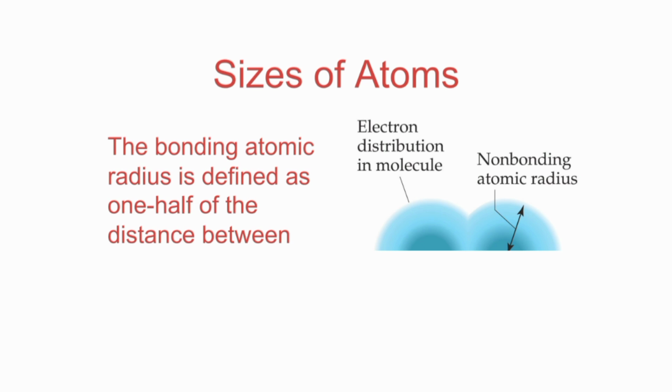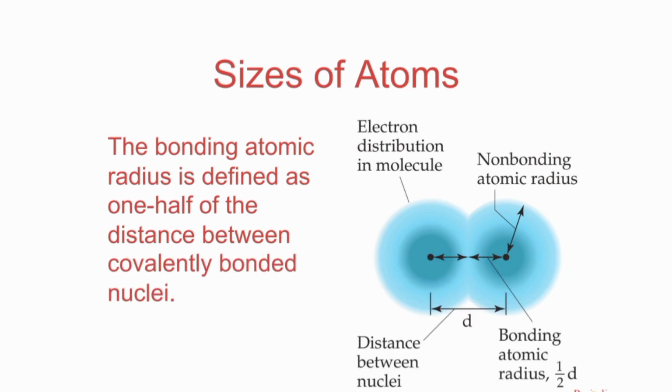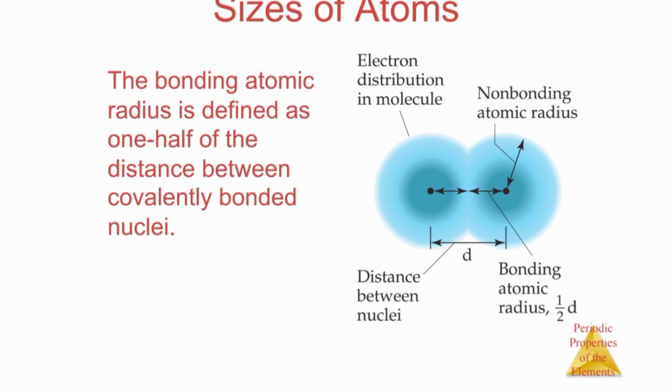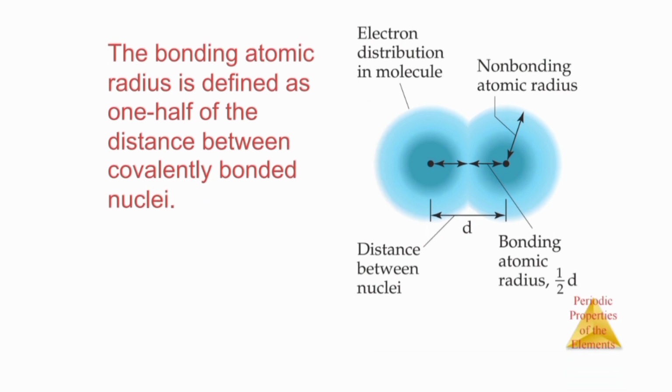Sizes of atoms. The bonding atomic radius is defined as half of the distance between covalently bonded nuclei. This is the covalent radius. The non-bonding atomic radius is the electron distribution around the nucleus. The distance between nuclei is d, and the bonding atomic radius r is 1/2 d.